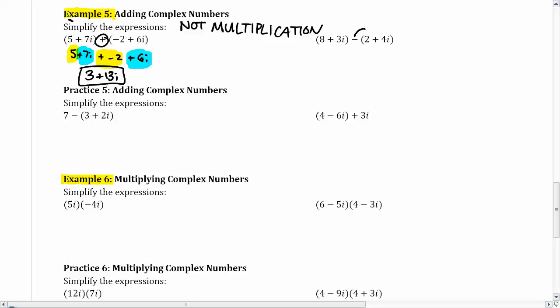The second one, a little bit complicated. This minus sign in the middle needs to get distributed to both parts of the second binomial. Minus 2, minus 4i. So what do we have? We have 8 plus 3i minus 2. Okay, minus a positive 4i is minus 4i. Now again, combine your like terms. 8 minus 2, 6. 3i, a positive 3i, minus 4i, minus i. Done.